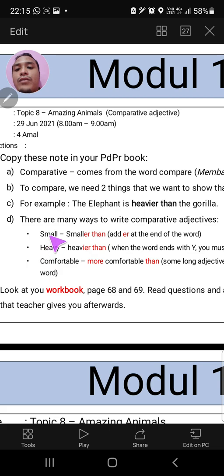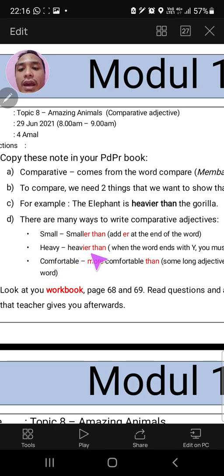Okay, number 1. Let's look. Number 1. Small. Smaller than. Okay, add ER at the end of the word. Tambah ER dekat mana? End of the word. Smaller. Daripada small jadi smaller. Small maksudnya kecil. Smaller maksudnya lebih kecil. Then maksudnya apa? Dari. Lebih kecil dari. Kucing lebih kecil dari harimau. The cat is smaller than the tiger. Okay, good.